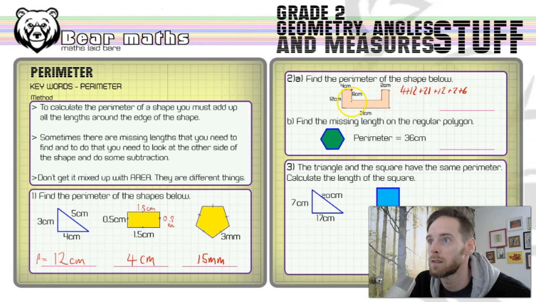But what's this missing length here? There's nothing to tell us exactly what the missing length is, apart from using a bit of subtraction, taking away. So 4 centimeters at the top here, and from here to here, 2 centimeters. This distance then must be 21 take away this 6. If you take away the 6 from 21, you get 15. So that missing length there is 15 centimeters.